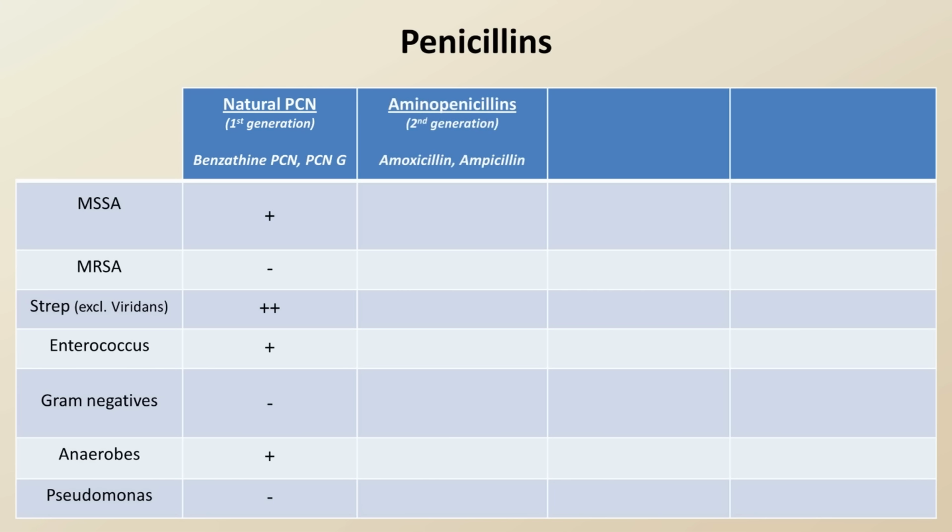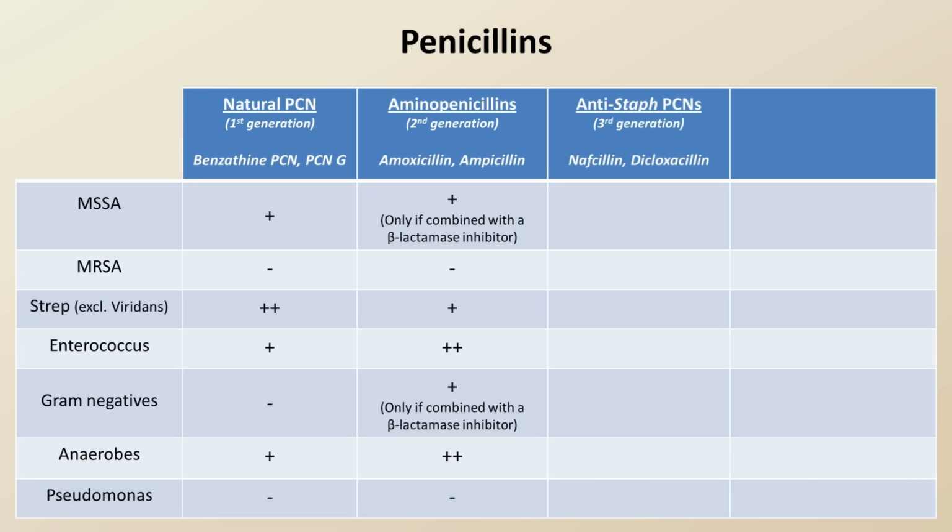Next up are the aminopenicillins, on rare occasion known as second-generation penicillins. Their primary coverage is Enterococcus and anaerobes, but they also cover non-viridans strep, and if combined with a beta-lactamase inhibitor, provide some coverage for MSSA and gram-negative organisms. The anti-staph penicillins, despite being, quote, third generation, which sounds impressive, essentially only cover one organism very well, MSSA, though they also cover a little non-viridans strep.